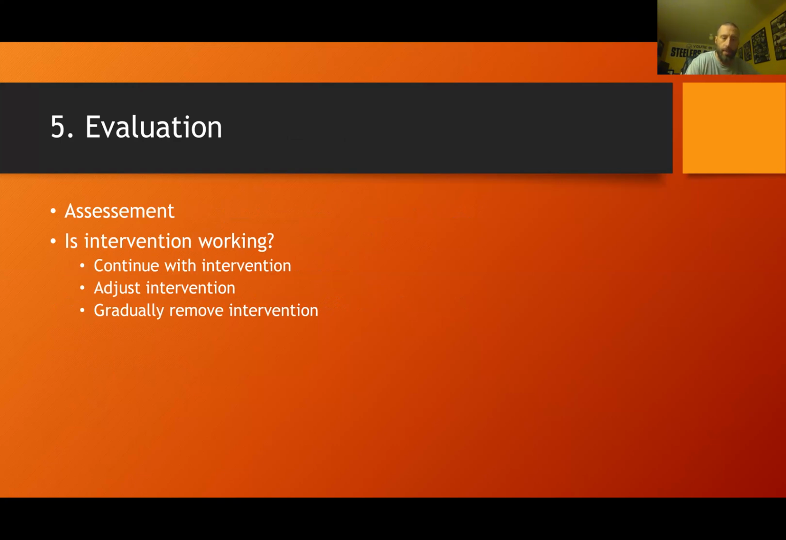Step 5 is going to be the evaluation, and this is like the overall assessment of, is the intervention doing what we want it to do? And then we've got options based on the results of this assessment.